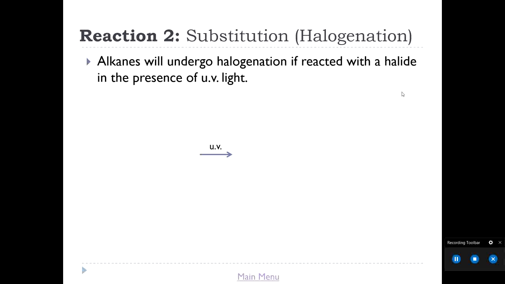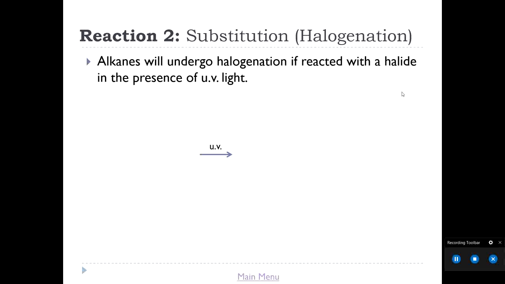Second reaction we're going to study is substitution. Substitution reactions is the process of replacing one thing on a compound with something else. So in this case, we're going to replace a hydrogen with a halogen. So replace a hydrogen with chlorine, for example, and we call this halogenation because we're halogenating the alkane.